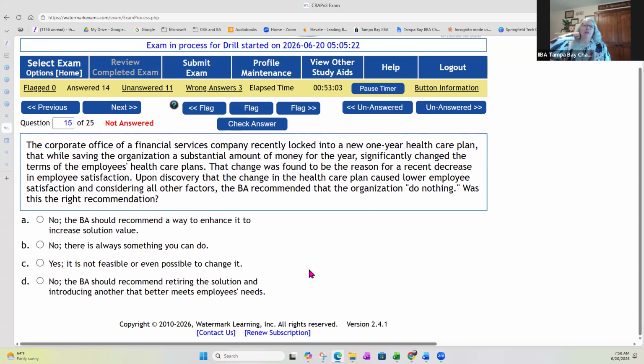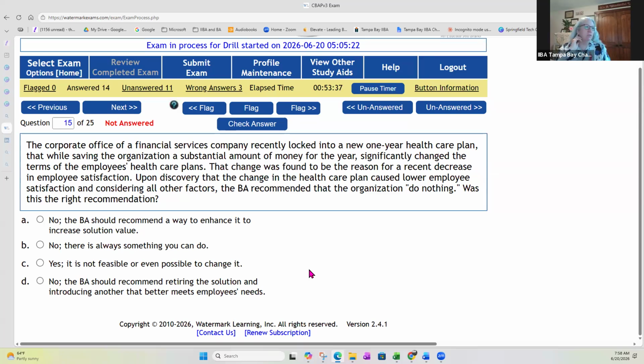The corporate office of a financial services company recently locked into a new one-year healthcare plan that, while saving the organization a substantial amount of money for the year, significantly changed the terms of the employees' healthcare plans. That change was found to be the reason for a recent decrease in employee satisfaction. Upon discovering that the change in the healthcare plan caused lower employee satisfaction, and considering all other factors, the BA recommended that the organization do nothing. Was this the right recommendation?